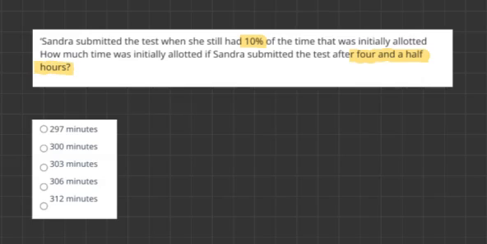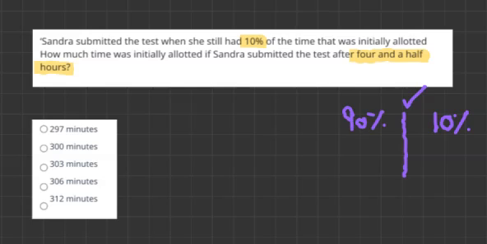It's a math question, so the key information are normally numbers. So it's saying that when Sandra finished the test, there was 10% of the time left. So if this line represents Sandra finishing the test, we can say that there's 10% of the time afterwards. And this implies it took her 90% of the time to complete the test.